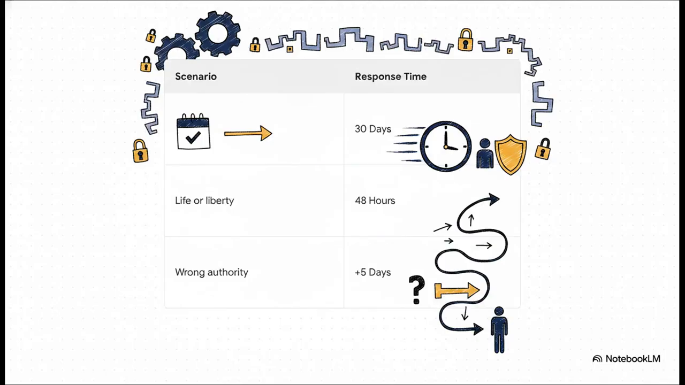And the RTI has some serious teeth. Normally, standard information requests have to be answered within 30 days. But the law gets it. Sometimes things are incredibly urgent. If the information you're asking for concerns the life or liberty of a person, the system has to respond in a staggering 48 hours. It is a really powerful tool that puts the citizen right in the driver's seat.